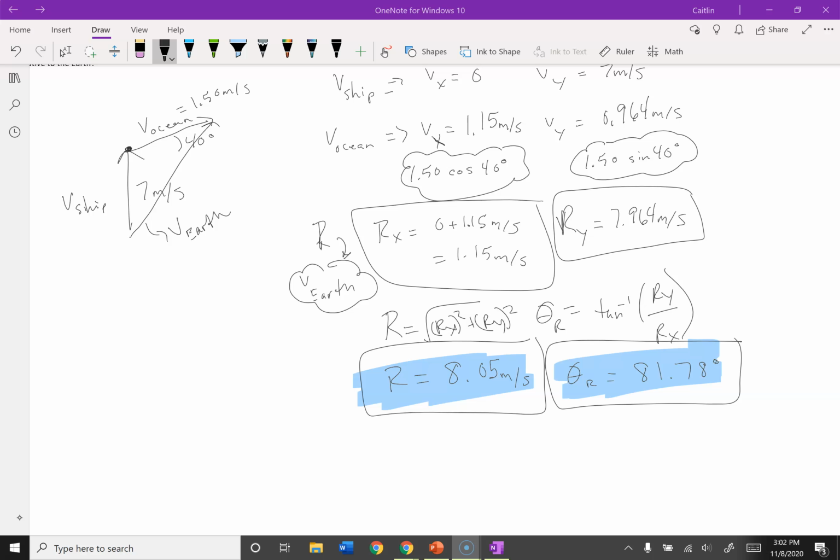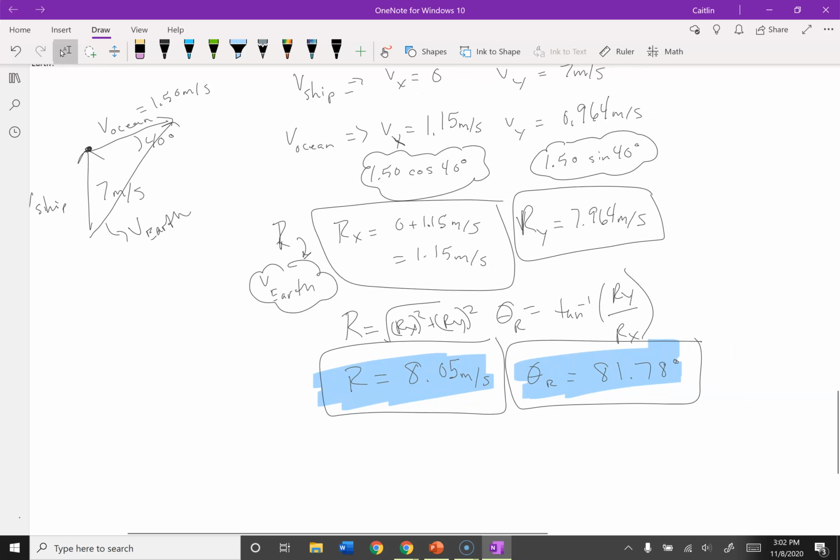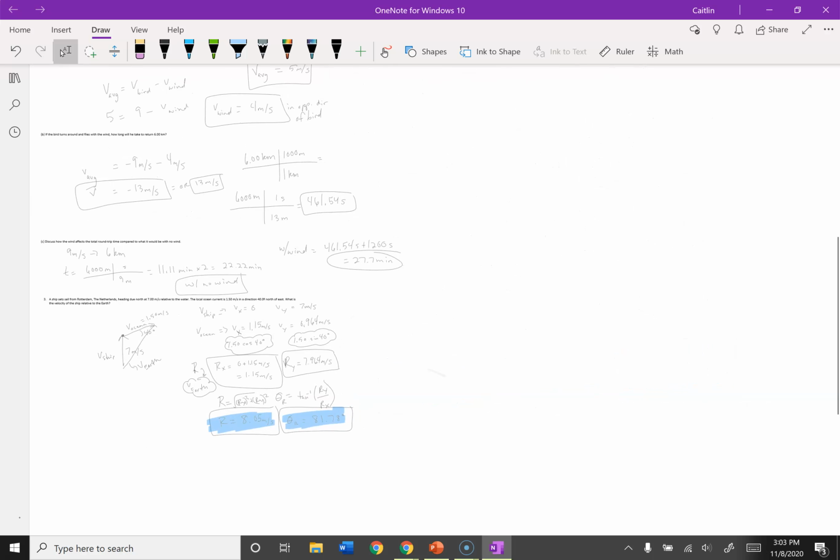So the effect of the ocean current is the same as the effect of the wind. It can minorly or even majorly, depending on how fast it is, impact the direction and magnitude at which something is moving. Okay, so that is the answer key for the 3 problems that you were assigned on Friday.